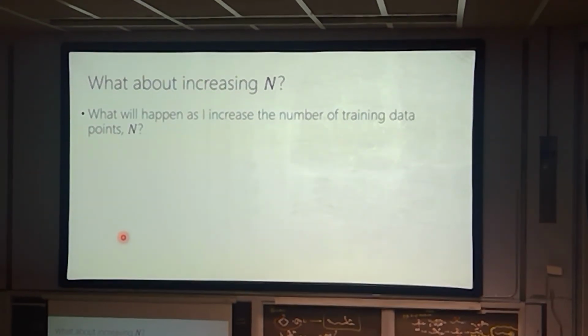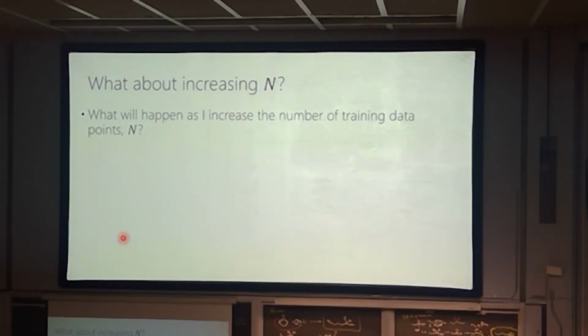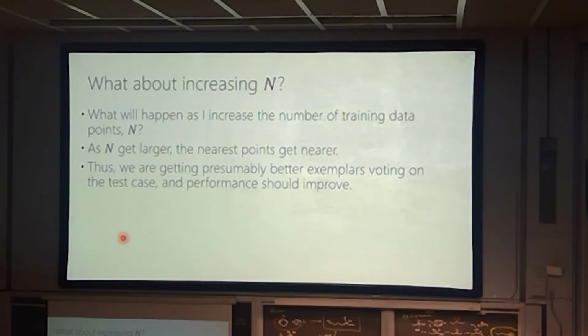So what happens if I keep k fixed, but increase the number of training points? Who thinks that's a good idea? Should I take it as big as I can computationally afford? Yes. Intuitively, as n gets larger and I sample more and more, I have better coverage of the space, and the points near me are actually nearer as a consequence. If they're nearer, they should be more meaningful in averaging their votes. So we're getting better exemplars to vote, and the performance should improve.